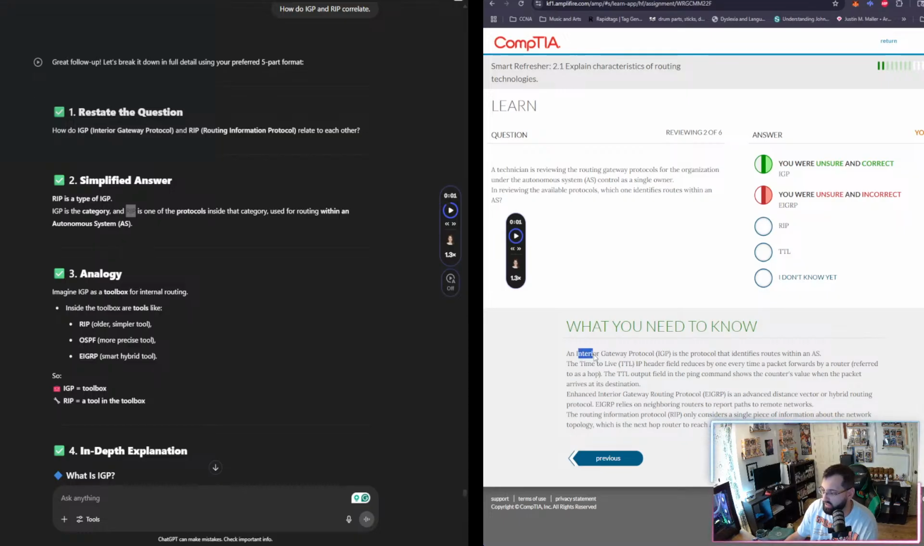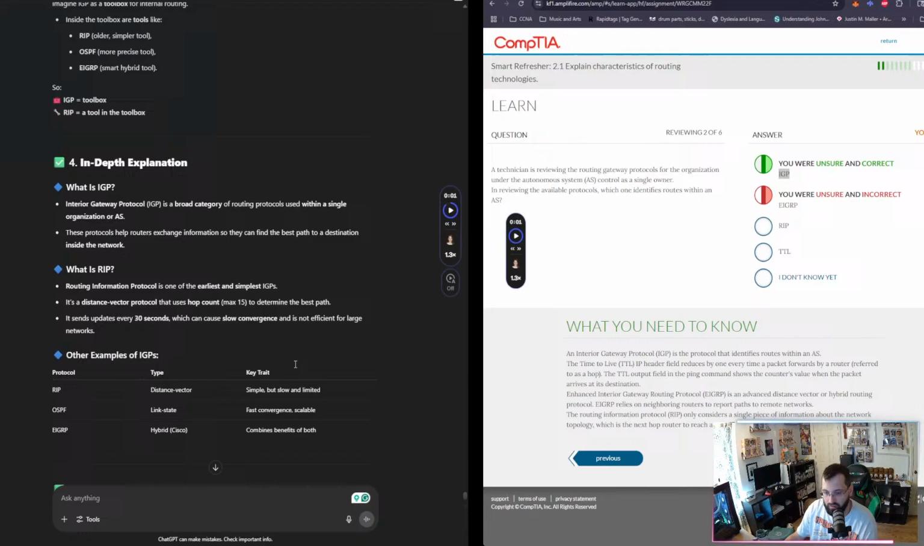But it says right here, the Interior Gateway Protocol. The protocol is even in its name. But you're going to tell me that IGP is the category and RIP is the protocol inside the category? But the name protocol is inside of the acronym. Okay.